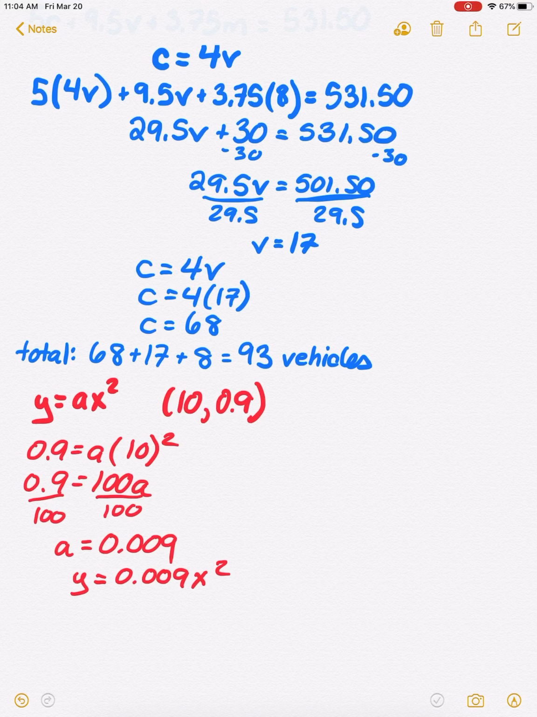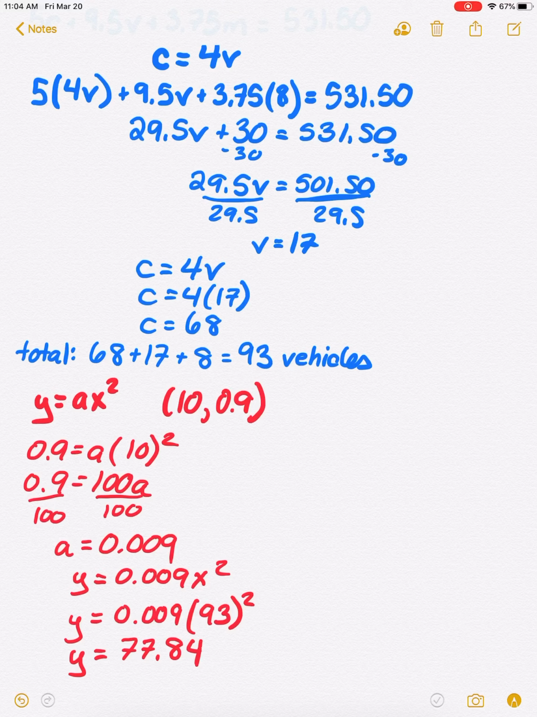Then finally, to get the amount of money that they're going to give, we know how many vehicles, that's x, so let's plug in 93 for x. y is equal to 0.009 times 93 squared. If you plug that into your calculator, you get that y is 77.84. So the school donates $77.84.